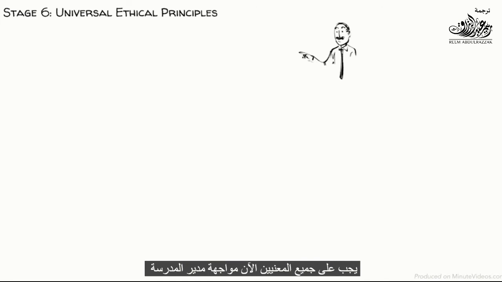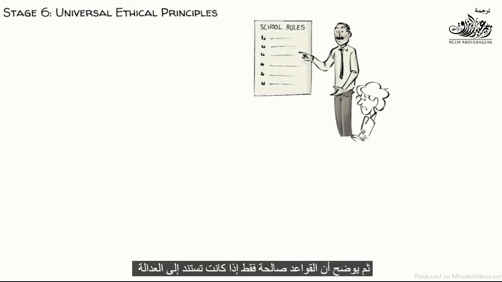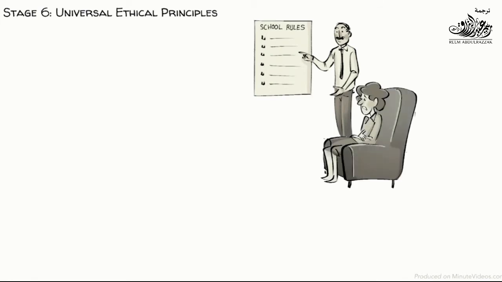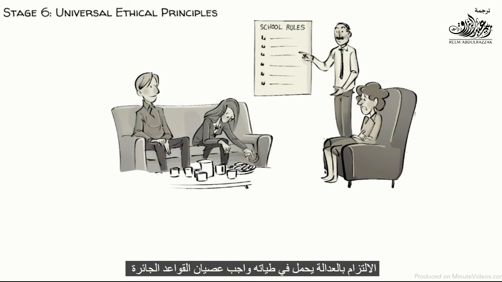At stage 6, we are guided by universal ethical principles. All those involved now have to face the headmaster. He first explains the school rules and why they exist. He then clarifies that rules are valid only if they are grounded in justice. The commitment to justice carries with it an obligation to disobey unjust rules.